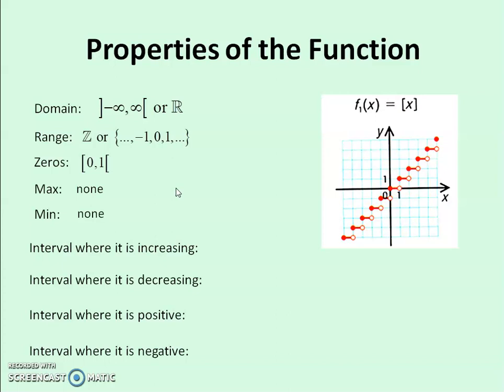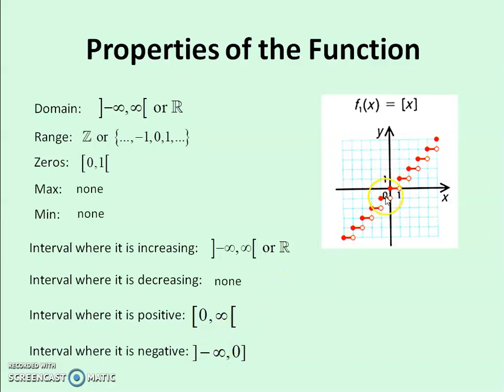Maximum value, there is none. Minimum, there is none. Where is this function increasing? Well, even though it's made up of horizontal segments, the trend from left to right is that this graph is increasing, which means it's never decreasing. Where is it positive? Remember that positive includes 0. It starts being positive right here at 0 and keeps being positive for x values to the right. And it was negative from negative infinity up until 0.